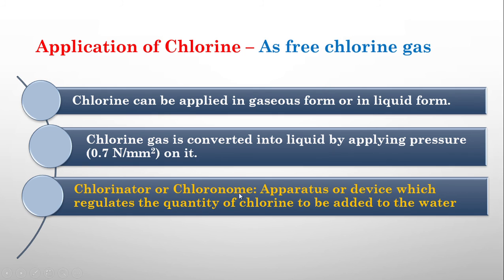There are two instruments or apparatus which are used for regulating the quantity of chlorine to be added in water. These instruments are known as chlorinator or chloronome. Otherwise known as chloronome. This instrument is used to restrict the quantity of chlorine into water. So these are the different products which we are using for applying chlorine into water.